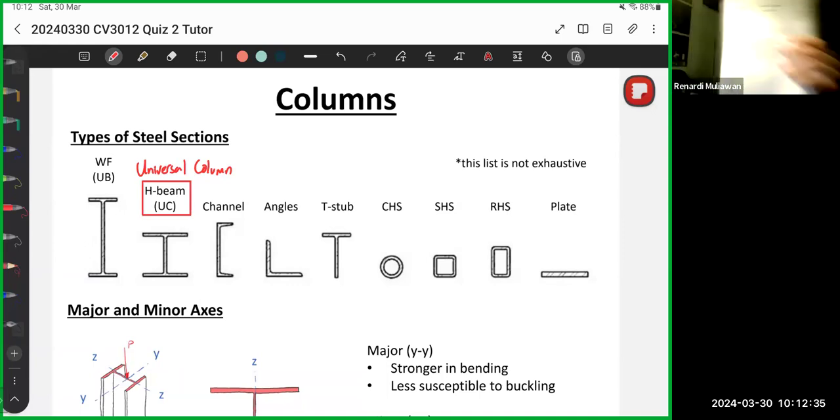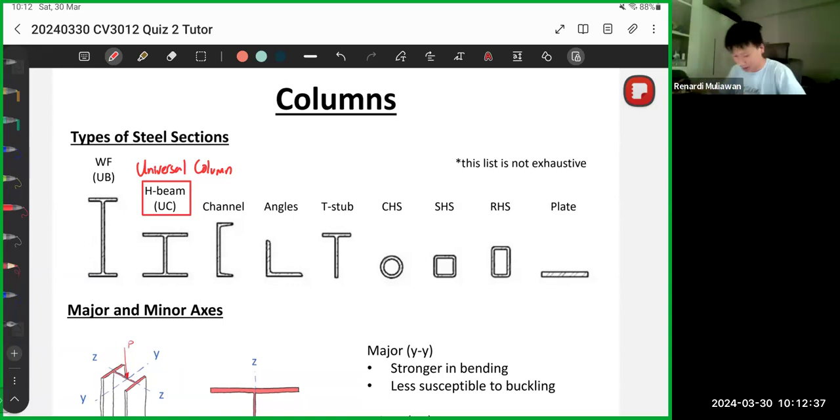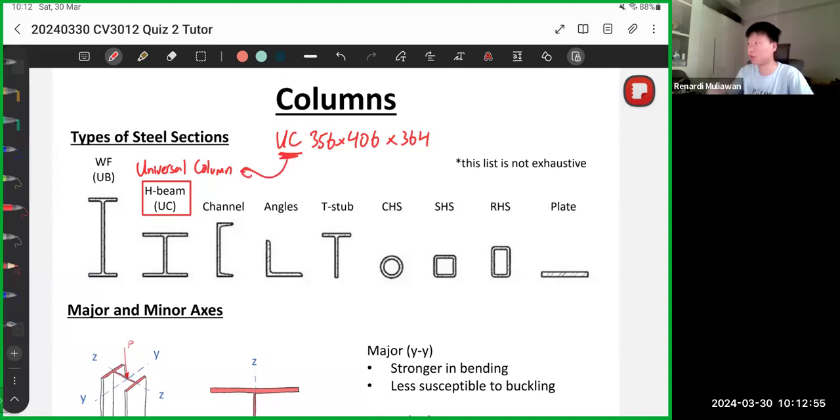Universal columns. So usually, if you are given, for example, UC 356 times 406 times 364 something like this, if you see this UC, then you go directly to the universal column section. Okay, next we have channels, angles, which is not really common to use. These also not really common.